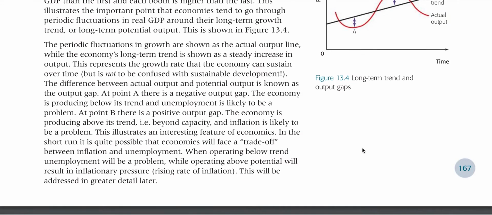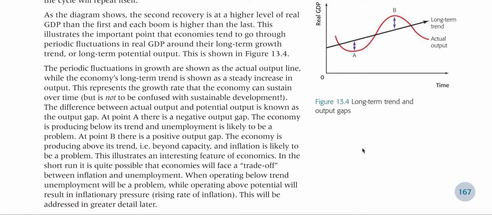So we're working beyond capacity, and that's probably where inflation is going to start kicking in because you're working over capacity of the trend line. So the economy is producing above the trend line.